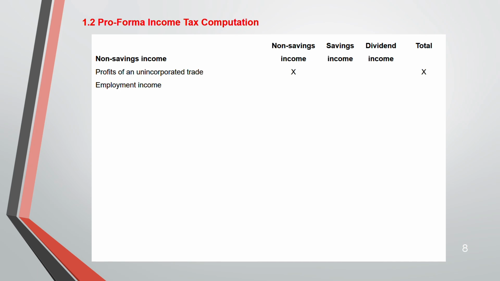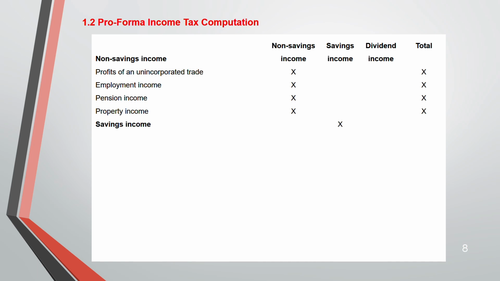Employment income is again non-savings. You write it in the total. Pension income, again non-savings, goes in the total. Property income, again non-savings, goes into total. Remember, I'm going to follow up on each of these types of income later on in the lecture. There's a huge lecture on each type of income. For employment income, we have a separate lecture, pension income a separate lecture, property income a separate lecture, unincorporated trade a separate lecture. There we are going to go in depth and in detail. This is just a basic proforma.